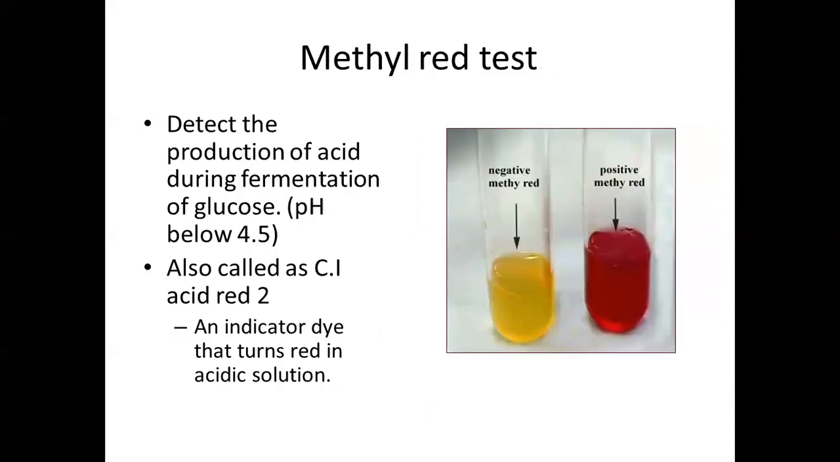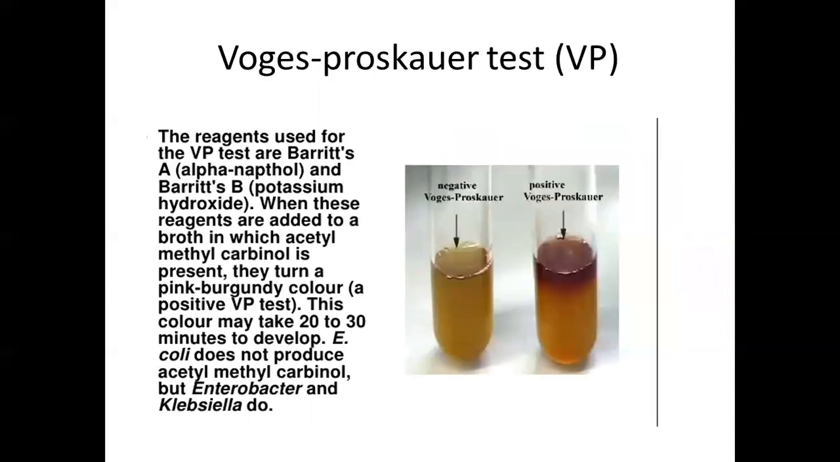The next is the methyl red test. The methyl red test detects the production of acid during fermentation. So here, instead of sugar, we are using methyl red. If a red color is present after adding the methyl red to the glucose broth, they will identify the pH as well as the color change. Red color indicates positive and any other color indicates negative.